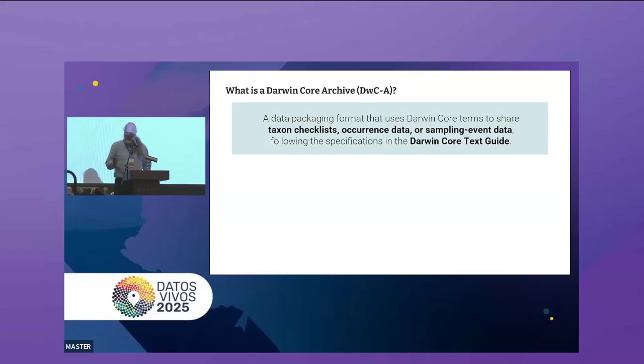So we've already talked in the previous session about Darwin Core archives. Now, what are they? They're actually not part of the standard, but they use the standard, one document in the Darwin Core standard, to implement things that we can all understand because they follow a specification. So a Darwin Core archive is a packaging of data, a format that uses Darwin Core terms and has schemas that we use to share data. And the specification is governed by a Darwin Core text guide, which is part of the standard.